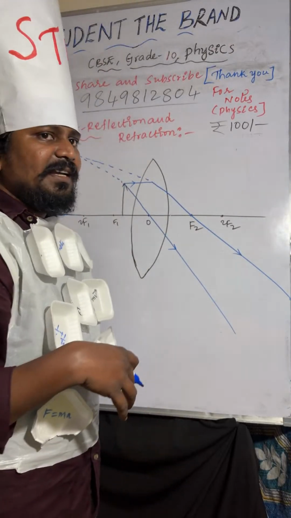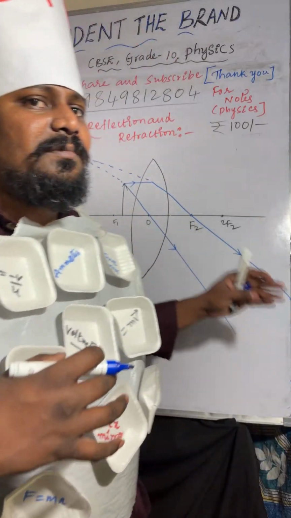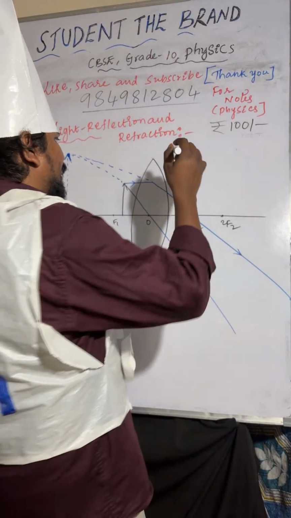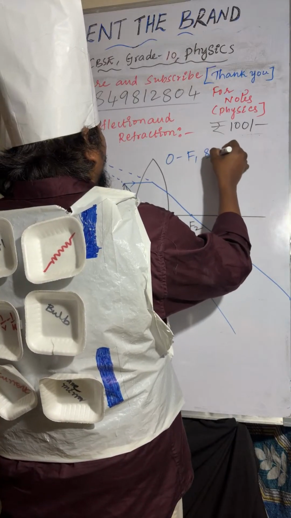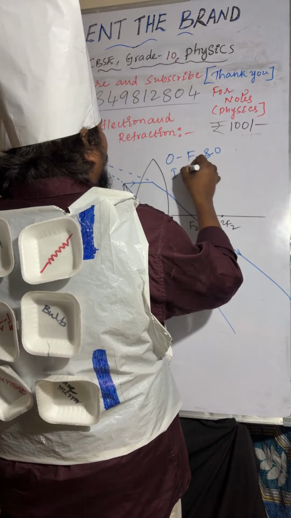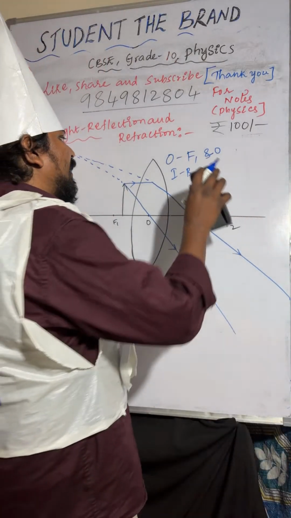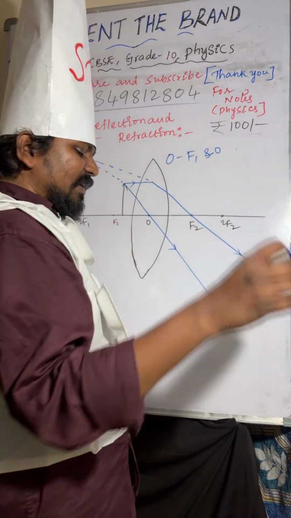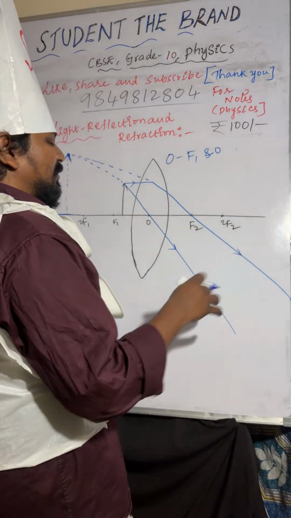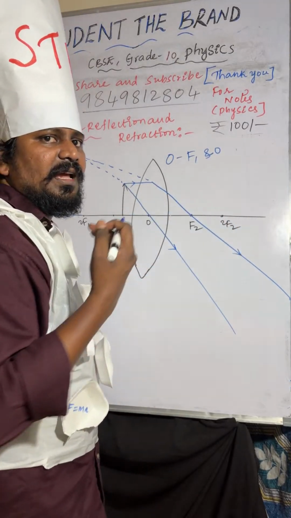So the object is placed between F1 and O, and the image is formed on the same side of the object. Yes or no? What is the nature of the image? Virtual, erect.